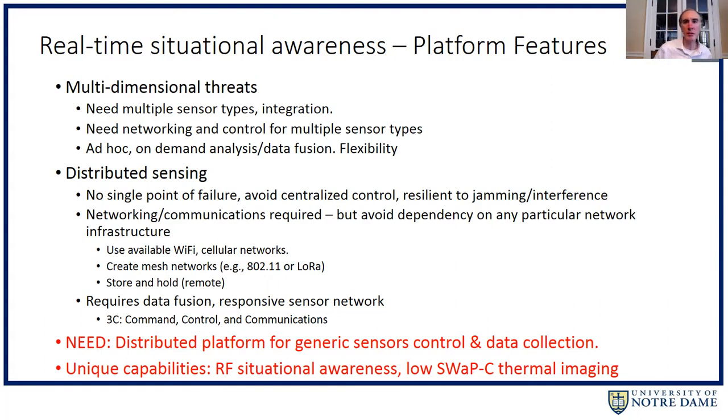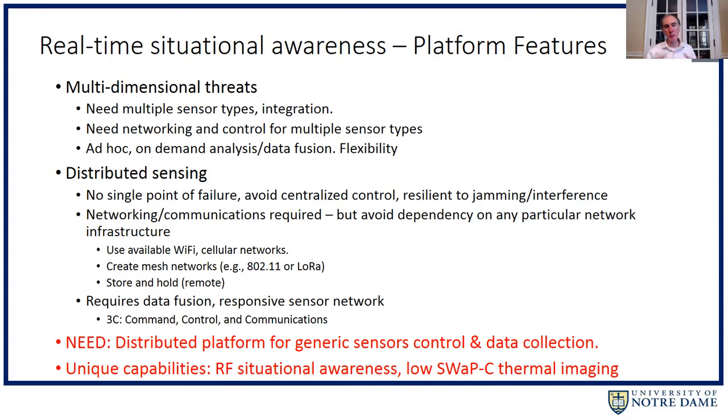Also important here is distributed sensing. Distributed sensing is important so that we have no single point of failure. By avoiding centralization, we're also resilient to jamming or interference effects. We also have the ability to combine information from multiple angles or multiple locations to get better fidelity or signal-to-noise ratio of the data we're collecting in the first place.